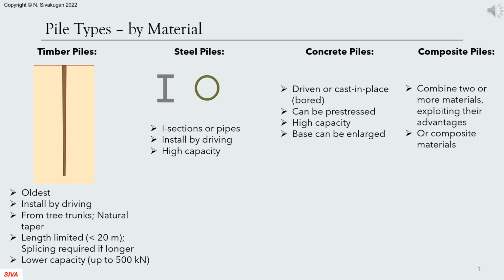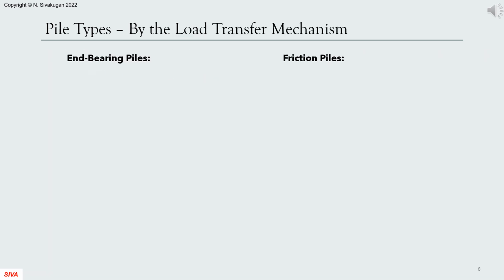Steel piles are generally in the form of I-sections or pipes driven into the ground. Concrete piles can be precast or cast in place. Both steel and concrete piles have higher load carrying capacities. Sometimes, we also use composite piles that are made of two materials, taking advantage of both. For example, a steel pipe pile can be filled with concrete, or the head of a timber pile can be covered with concrete at the water level to protect the timber from fluctuating water table.